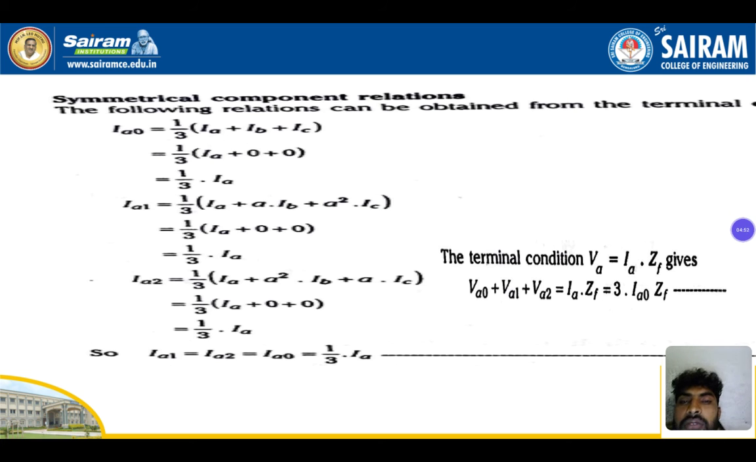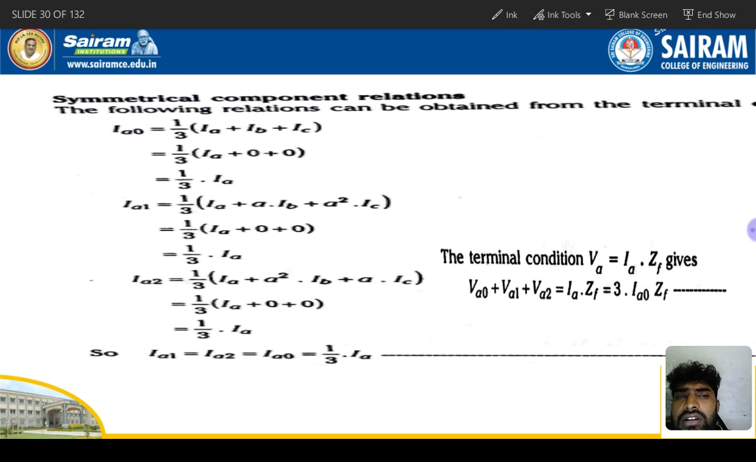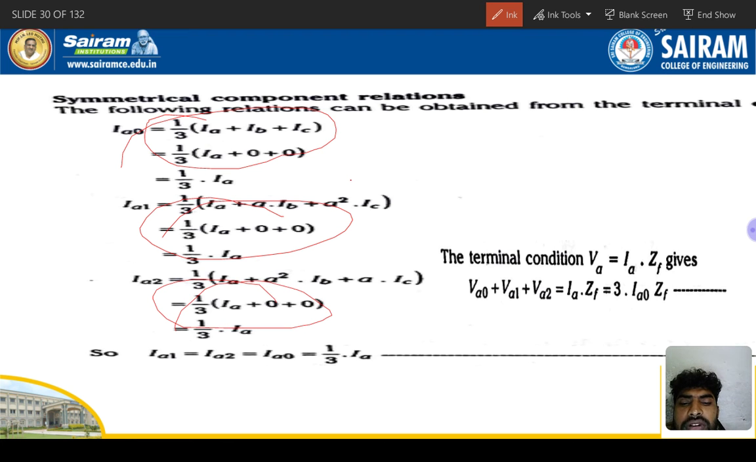So, symmetrical components relation: the following relations can be obtained from the terminals. So IA0 is equal to what? The formula is IA plus IB plus IC. This one is the zero sequence component, this one is the positive sequence, and this one is the negative sequence component. And finally you will get IA1, IA2, IA0 is equal to 1 by 3 IA. Even for the voltage you will get VA0, VA1, VA2 is equal to 1 by 3 VA.